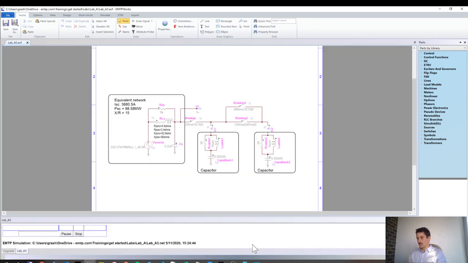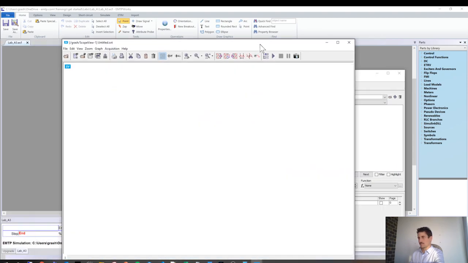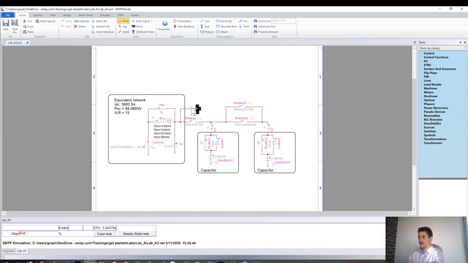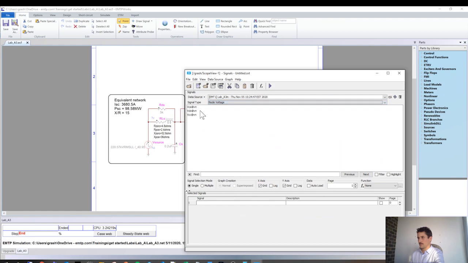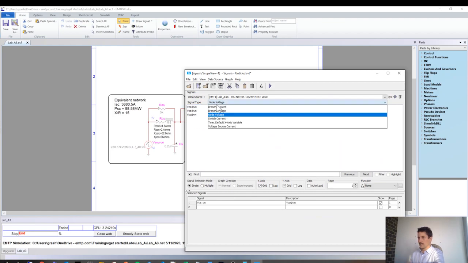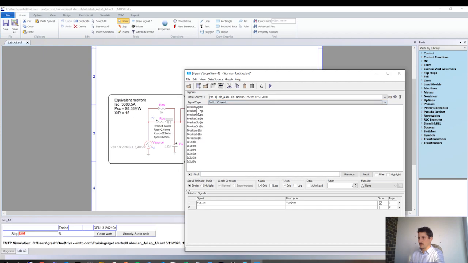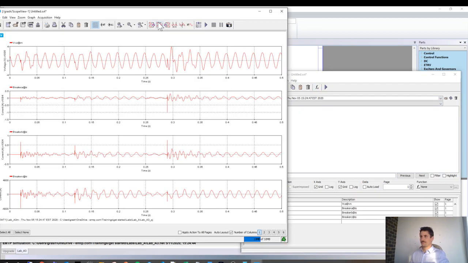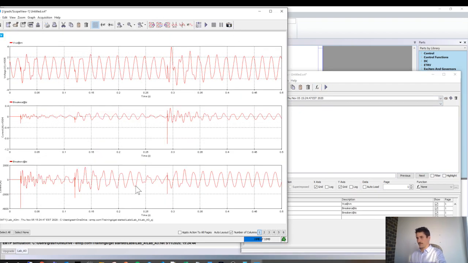Okay, so let's take a look at that here. I run the simulation and open the scope view. I'm going to take a look at the voltage here and the current through this breaker. The name of the breaker is simply breaker. Let's focus only on phase A to keep it simple.